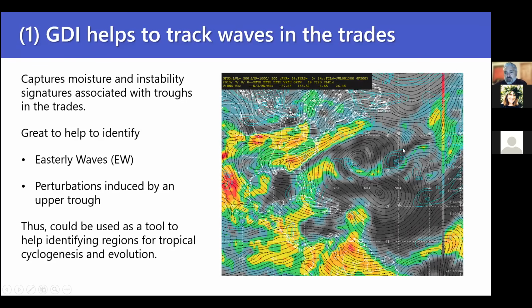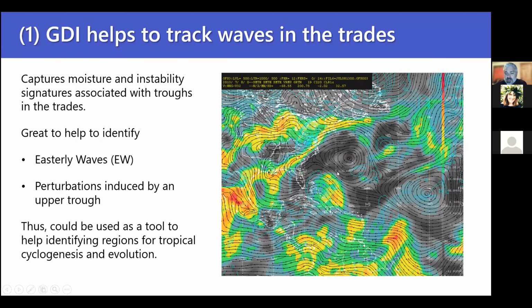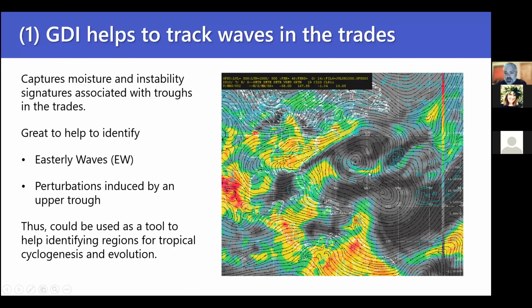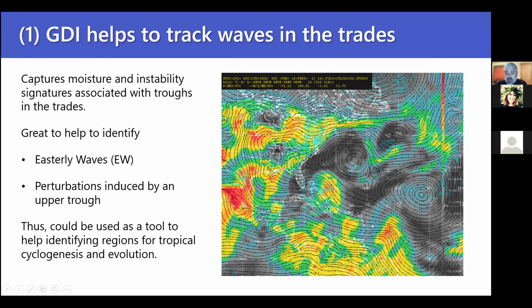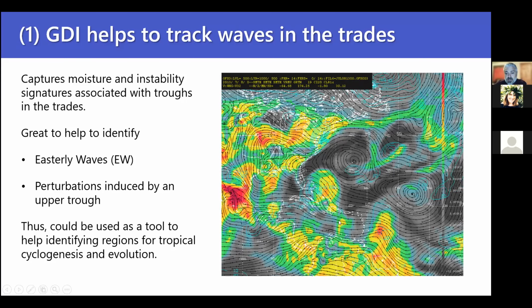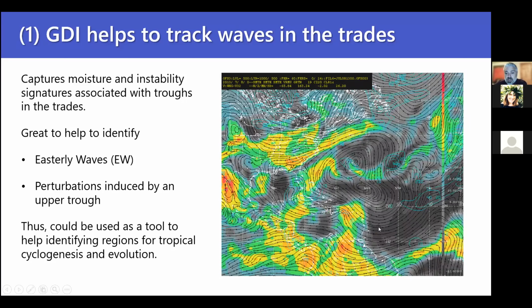And I don't know where I use this light blue, but this is showing areas of mid-level cyclonic vorticity, which represents the location of mid-level troughs. You can see here, there's a wave. This is an easterly wave, or a tropical wave, that is moving into the basin.